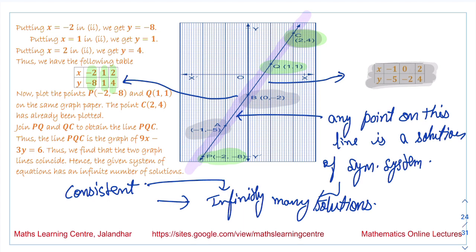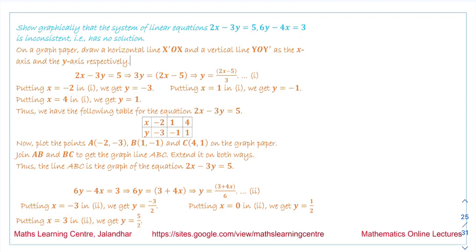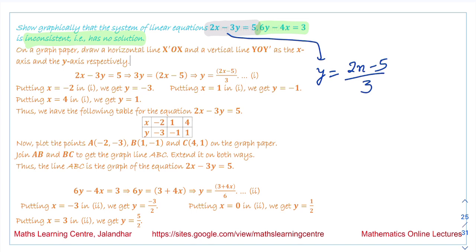Now next is to show graphically that the system of linear equations given to us, one is 2x minus 3y is equal to 5 and the second is 6y minus 4x is equal to 3, is inconsistent, that is, they have no solution. So again, as the first step, we calculate the value of y from this equation. The value of y we get is (2x minus 5) by 3. We can calculate the value of y from this equation.